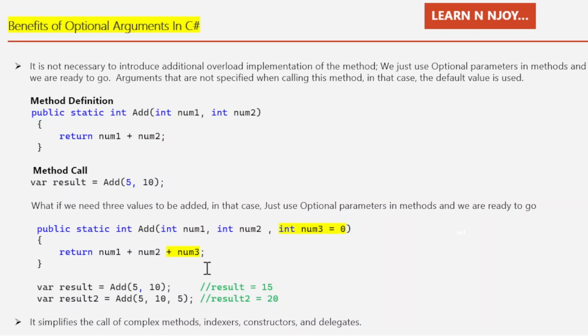Now that brings me to the end of my session. To sum up, in this video, we learned what optional arguments are in C Sharp, how and when to use them in a program. Finally, we discussed the rules and benefits associated with them.